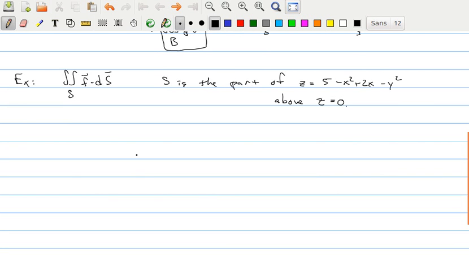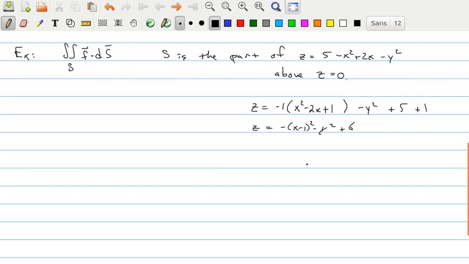Now to get an idea of what this thing is, it may be handy to complete the square. If we look at just those x's, factor out that leading minus sign, we've got x squared minus 2x minus y squared plus 5. We take half the middle term, which is negative 1. We square it, it's positive 1. And we just added negative 1 here, so we'll go and add positive 1 to make up for it. So this gives us z is negative (x minus 1) squared minus y squared plus 6. So this is actually a paraboloid. So we want the part of the paraboloid that's above the xy plane.